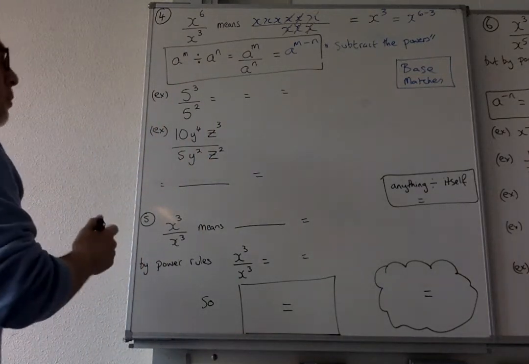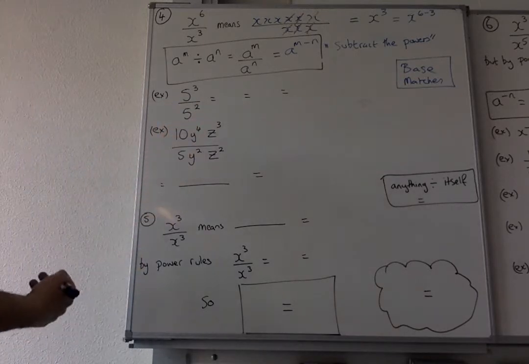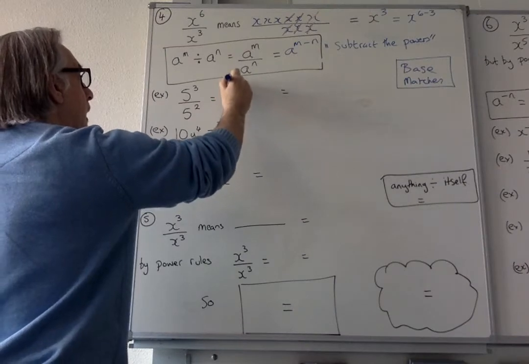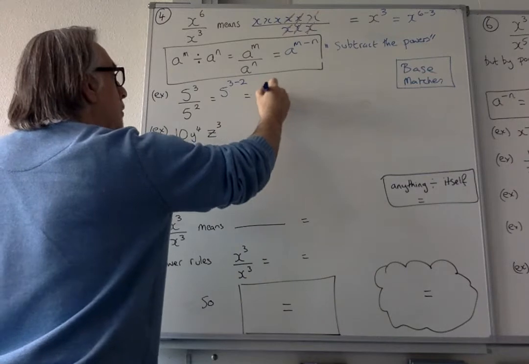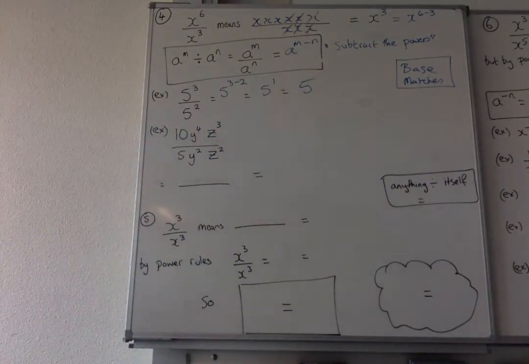Now, of course, you can do this with numbers as well. We could work out longhand what these numbers were and divide them, but we can use the power rule. So here, in my head, I'm thinking 3 minus 2, which, of course, is 5 to the 1. And 5 to the 1 is just 5. Okay? See if you can decide what this is going to become before I do it. Stop the video, have a little think, have a little go, come back when you're ready.